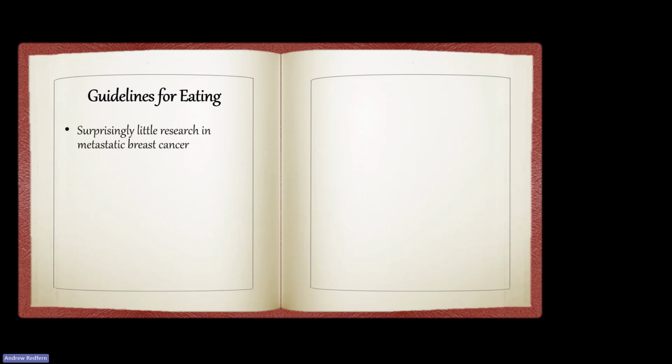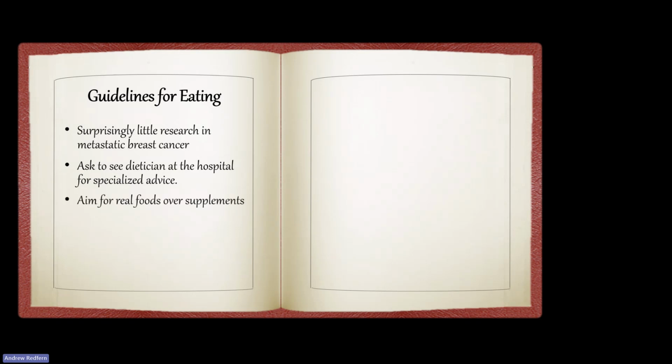Guidelines for eating. There's surprisingly little research in metastatic breast cancer. We do have quite a lot in early breast cancer. A lot of what we say is extrapolated from early breast cancer. Do ask to see a dietitian at the hospital for specialized advice if you wish, and they'll be able to guide you as best as possible. Aim for real foods and a balanced diet over supplements.